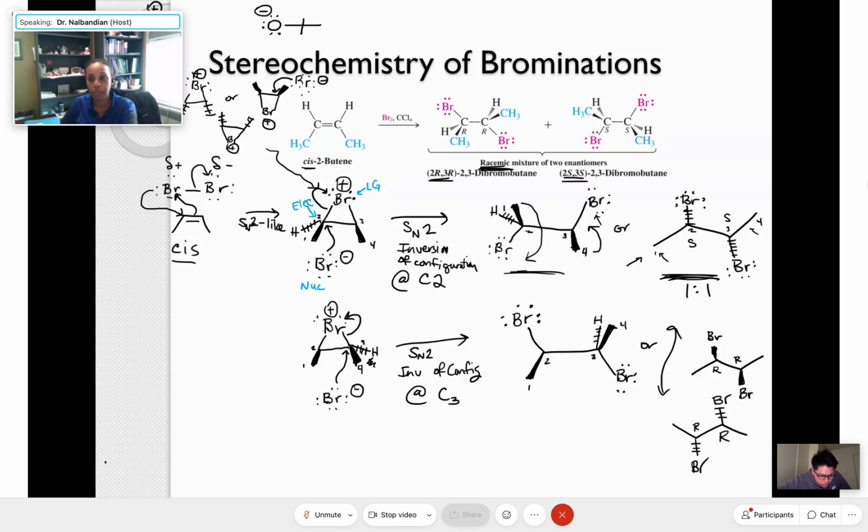These aren't diastereomers where one is formed in a higher proportion. They're formed in a one-to-one mixture. There's no difference. It doesn't matter if it attacks at carbon 2 or carbon 3, it's going to do both things. 50% of the time, it's going to do this, and 50% of the time, it's going to do this, because they're equally likely.